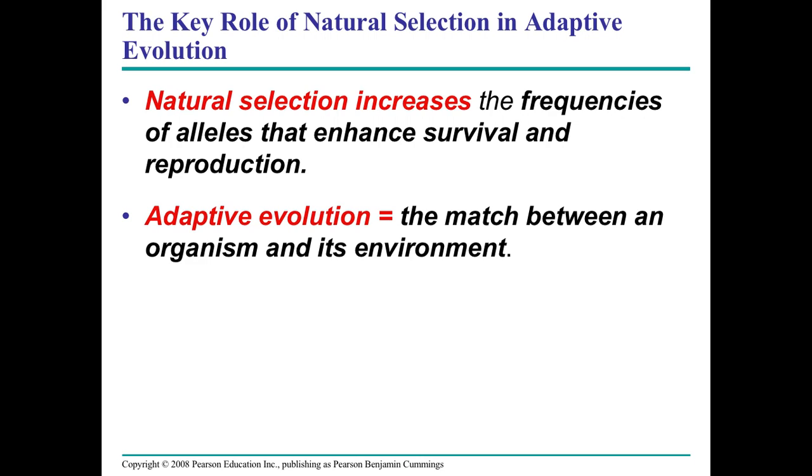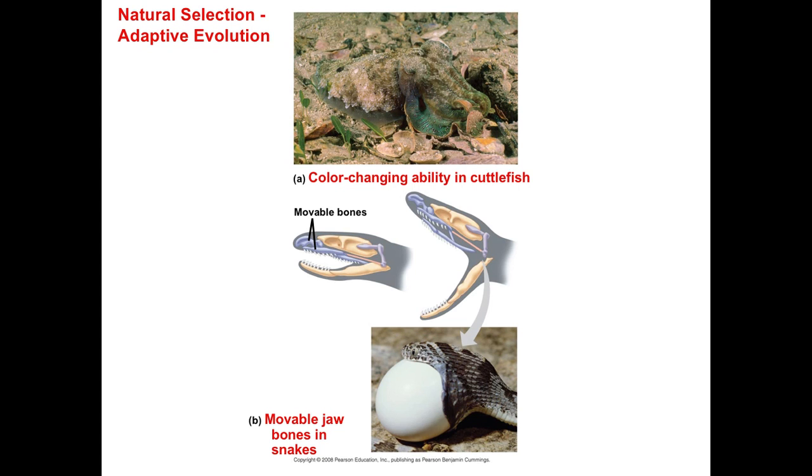So natural selection is really important. We've established that. We talk about it on almost every other slide in this unit. But natural selection increases the frequencies of the dominant and recessive alleles that actually enhance how well you survive and how often you reproduce. Adaptive evolution is basically this match or this standoff between an organism and how well it lives in its environment.